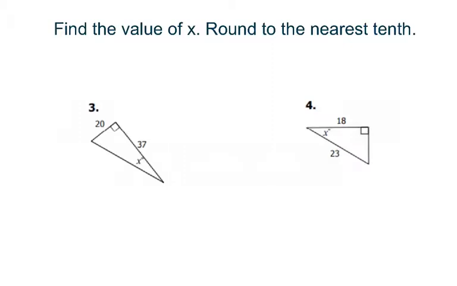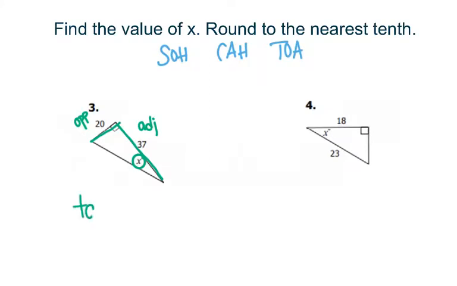Okay, so we're going to do these the same way. I'm talking about x. 20 is the side opposite from x. And 37 is not the hypotenuse, but it is touching x, so that's my adjacent side. So you can write out SOH CAH TOA. The only trig function that deals with opposite and adjacent is your tangent function. So the tangent of the angle equals the opposite over the adjacent.